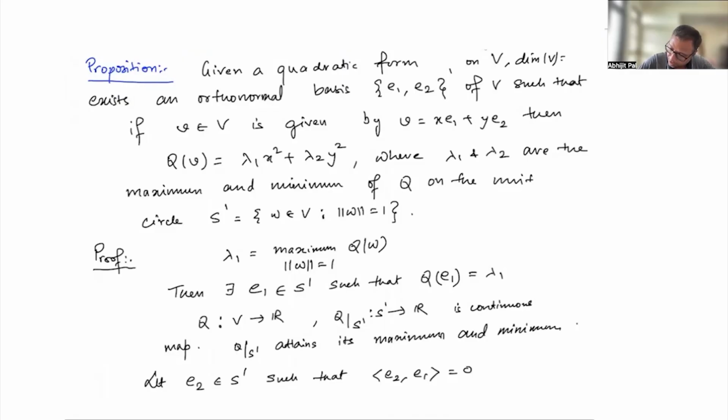Dimension of B is equal to 2. So then there exists an orthonormal basis E1, E2 of this B such that if P is equal to XE1 plus YE2, then QB is equal to lambda 1 x squared plus lambda 2 y squared. Our next thing is to show that Q of B is equal to lambda 1 x squared plus lambda 2 y squared.